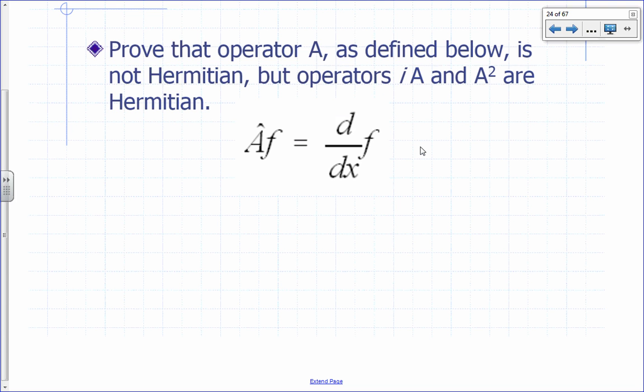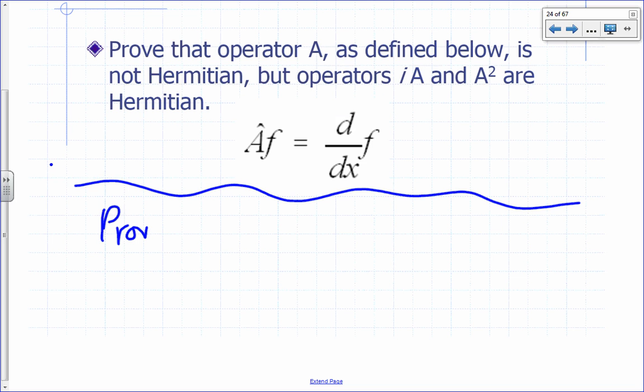Prove that operator A as defined below is not Hermitian. Okay, let's start with a simple example. Let's prove that the identity operator is Hermitian. We'll do that one later. So let's say E hat F is equal to F, so E is the identity operator, prove that E hat is Hermitian.